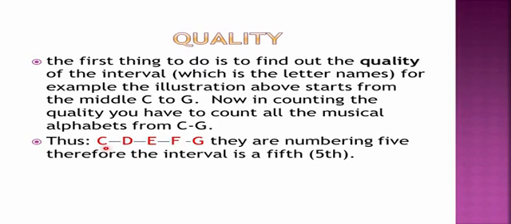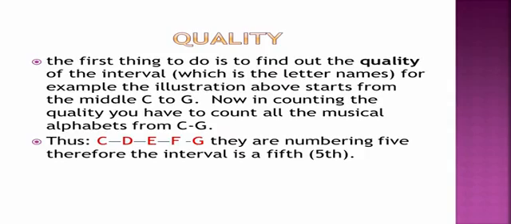Correct. Did I get you? Let's go together again. C, D, E, F, and G. And when you count how many letter names are involved there, we say 1, 2, 3, 4, 5. They are 5 in number. Therefore, the interval is a fifth. Though we don't know which type of fifth, we know that the interval is a fifth.